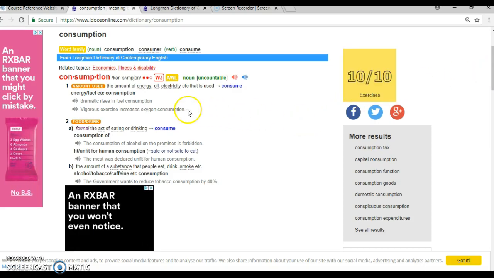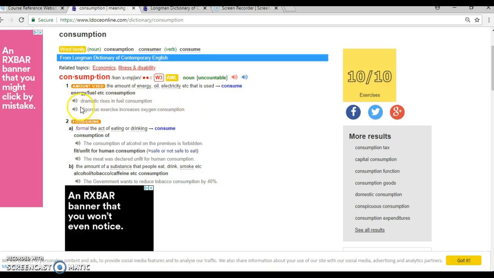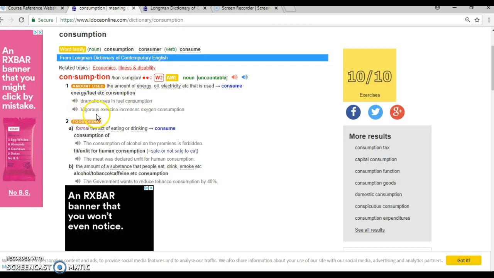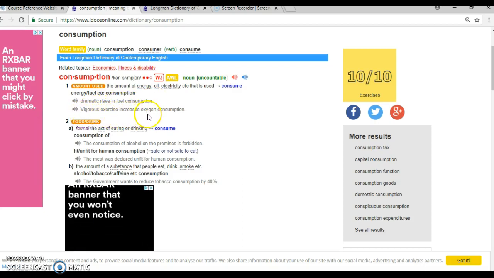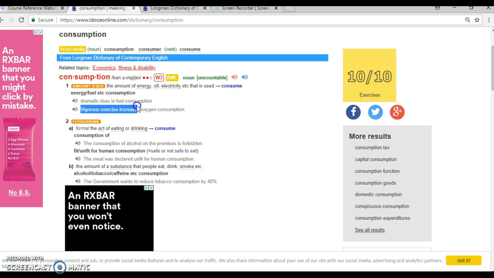Okay, so if we look at number 1 here, we can look at the two examples beneath the definition. We have dramatic rises in fuel consumption. So this, as you can see, is a phrase. It's not a sentence. Look at the next one. Vigorous exercise increases oxygen consumption. So here we do have an actual sentence with a subject and verb.